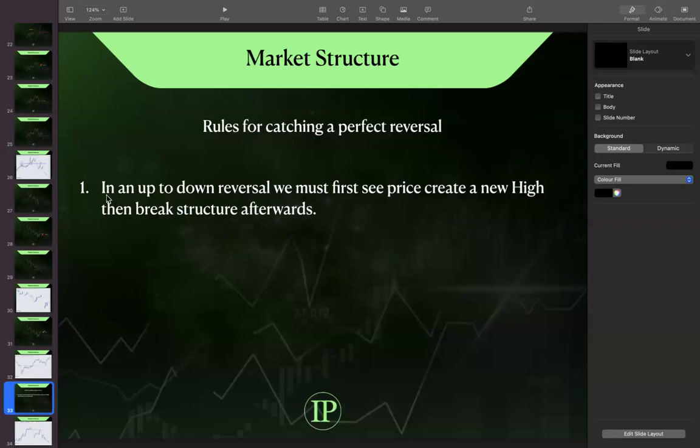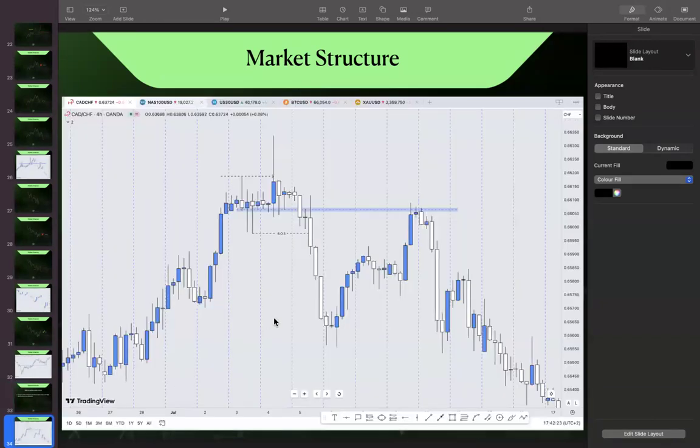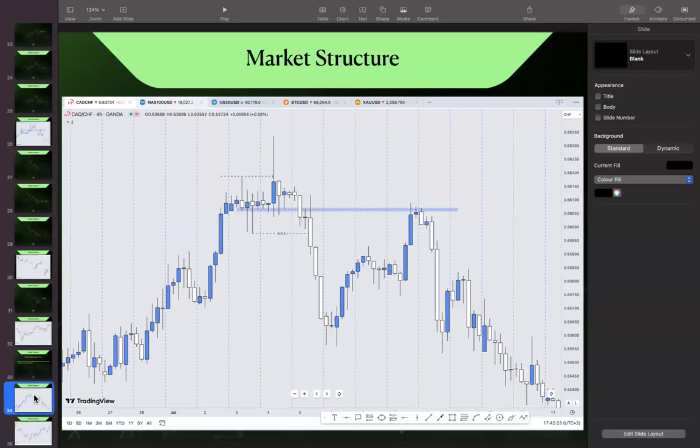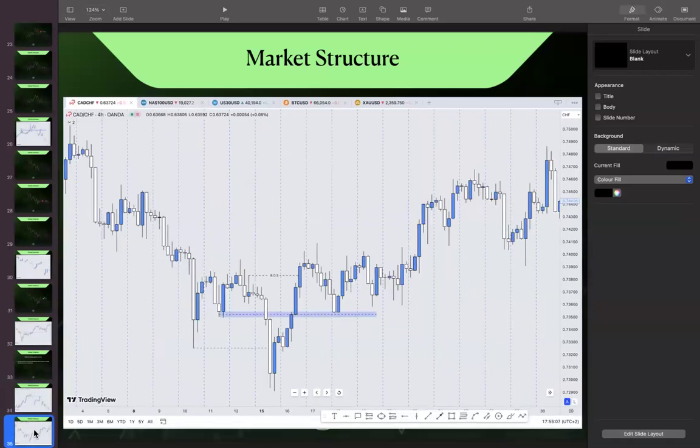So in an up to down reversal, we first see price create a new high, then break structure afterwards. And this is for catching the perfect reversal, okay? There's the scenario. Now, that was a bullish scenario. This is a bearish scenario.